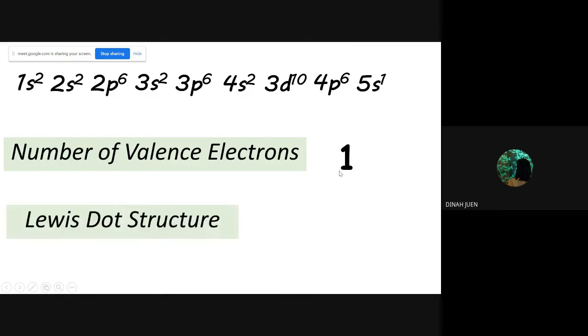Now, let's proceed to the Lewis dot structure. In making the Lewis dot structure, you need to write the symbol of the element, and the element that we had a while ago is rubidium.